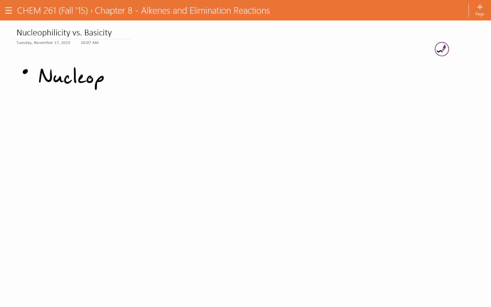So nucleophile strength. Is related to what? If we're thinking about an energy or reaction coordinate diagram, is it related to activation energy, Gibbs free energy, enthalpy, entropy? What are we looking at? I heard somebody say it super quietly in the back. Activation energy. So nucleophile strength, we're looking at activation energy.